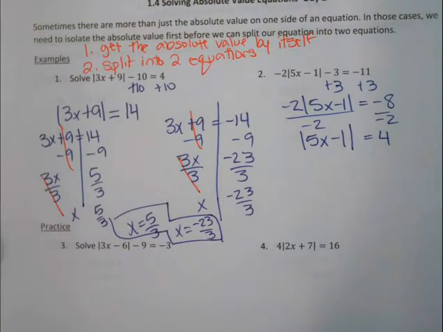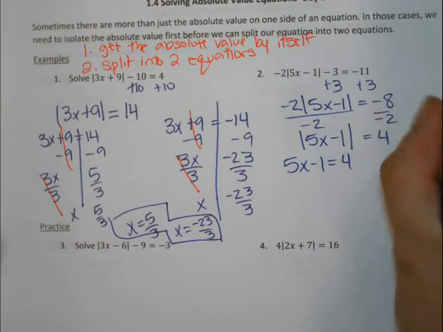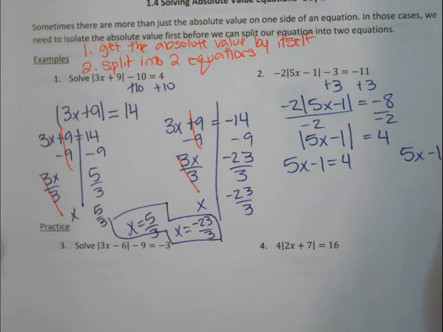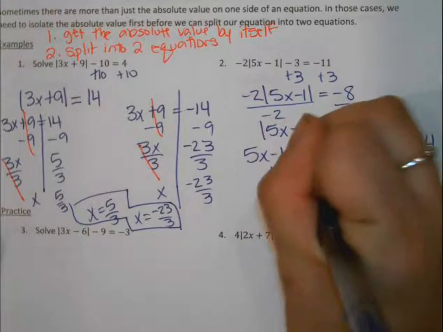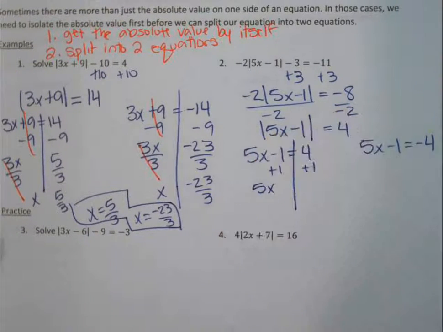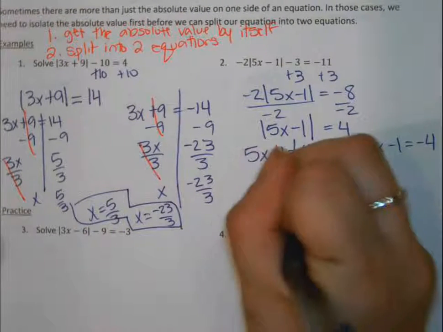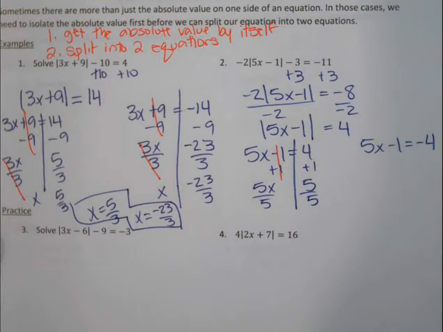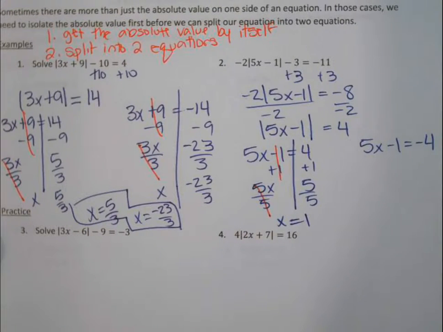Now I can split this up into two equations. I have 5x minus 1 equals 4, and then 5x minus 1 equals negative 4. Drawing my line down the first one, I am going to add 1 to both sides. I have 5x on the left, my 1's cancel out. 4 plus 1 is 5, so I'm going to divide 5 on both sides. Left side, they cancel out. On the right side, they do not cancel out because a number divided by itself is always 1. So I have x equals 1 for my first solution.